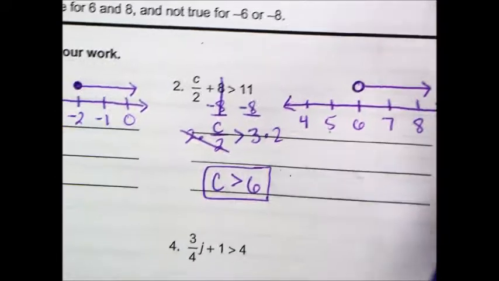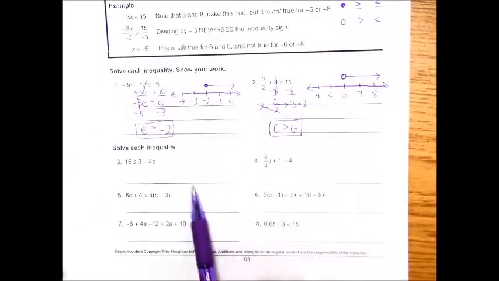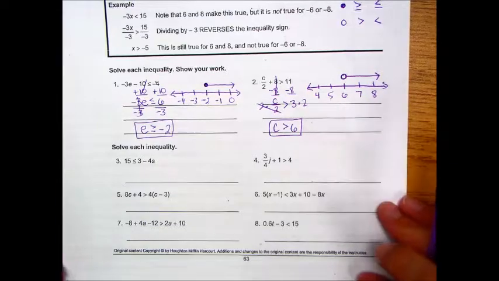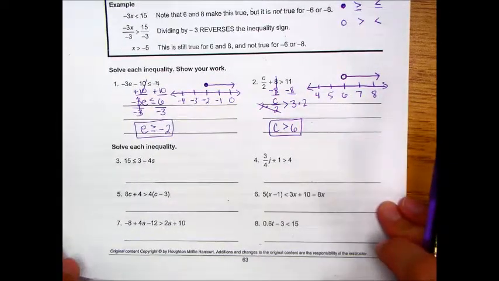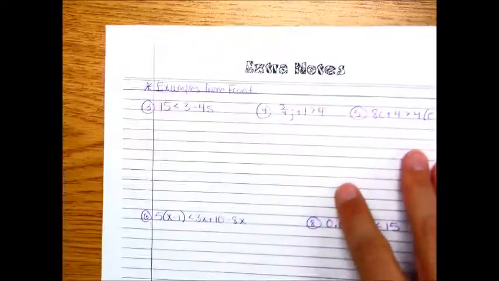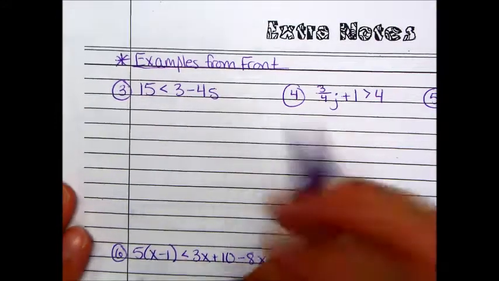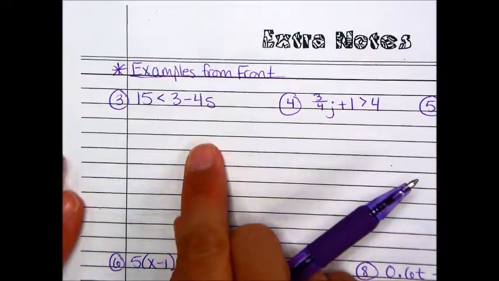So we're going to continue with some more examples to get into some more complex problems. And these are great examples, they just don't give a lot of room to work. So I'm going to flip to the back of my page where I have a little more space, and we're going to work out some of these examples to continue. So these are just examples from the front of the page.